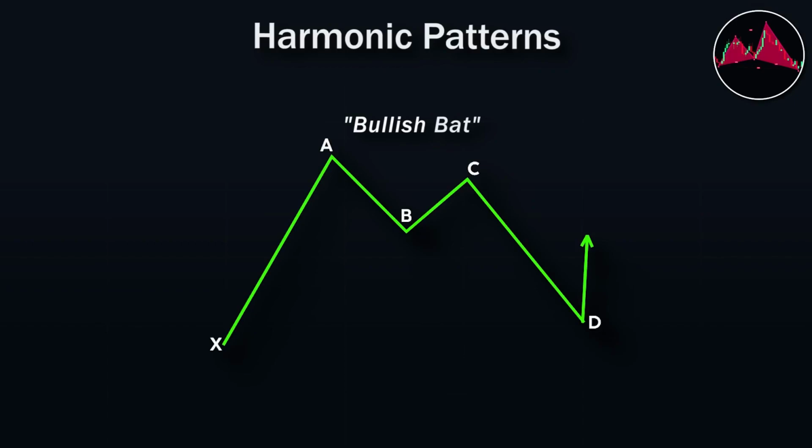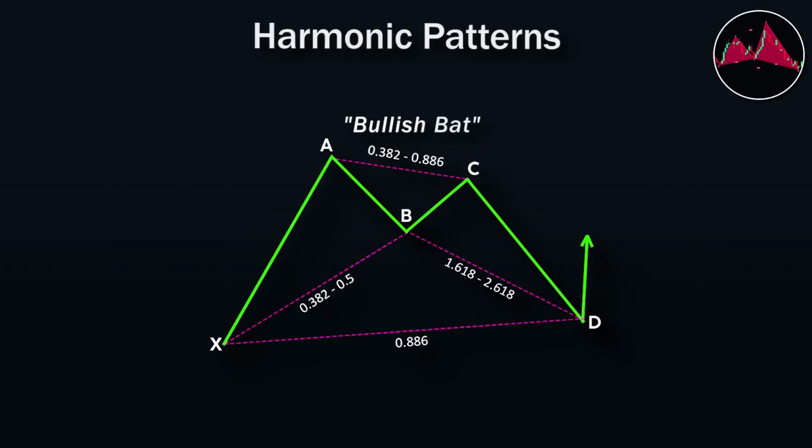has a specific guideline. For example, point X to point B needs to have a value between 0.382 and 0.5. Point A to C needs to have a value between 0.382 and 0.886, and the same thing works for the other points. Next, these specific guidelines can then be applied onto a real chart.